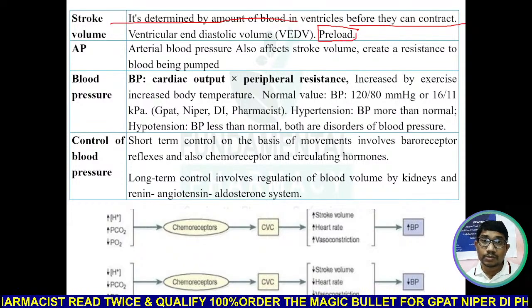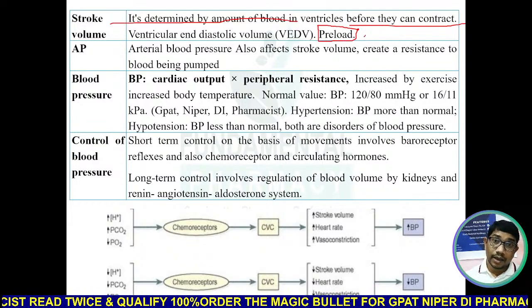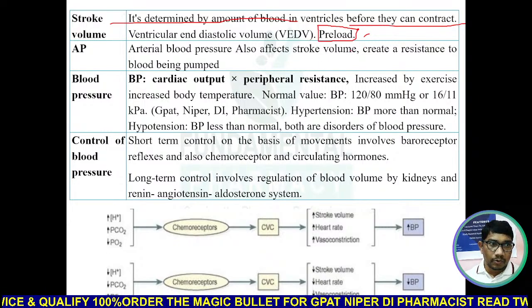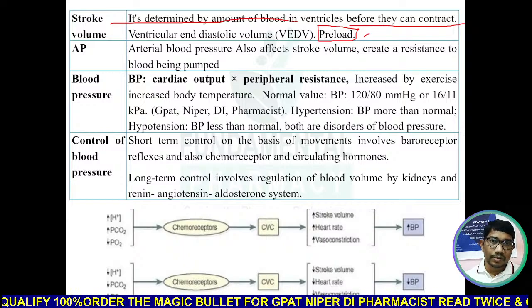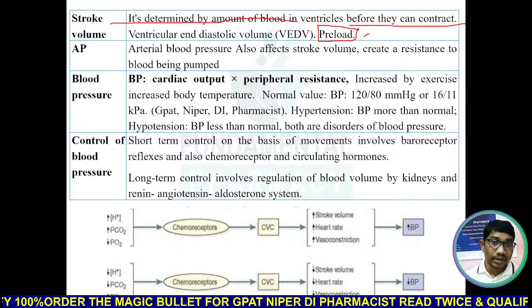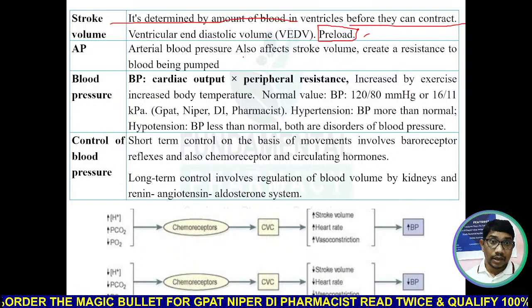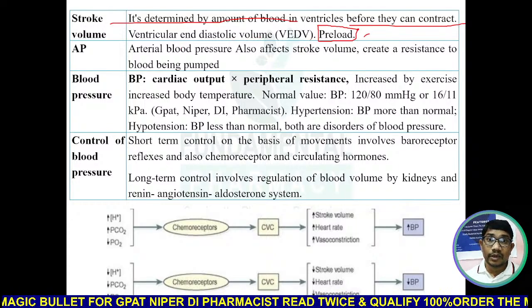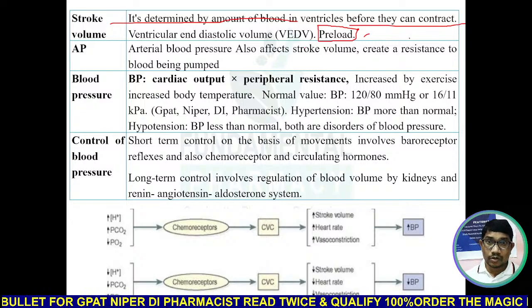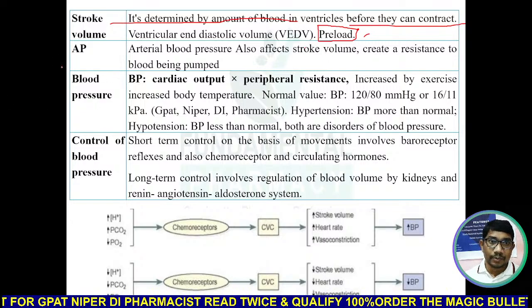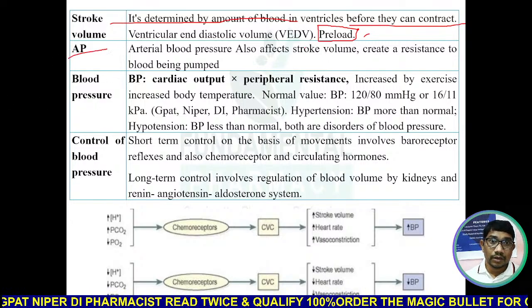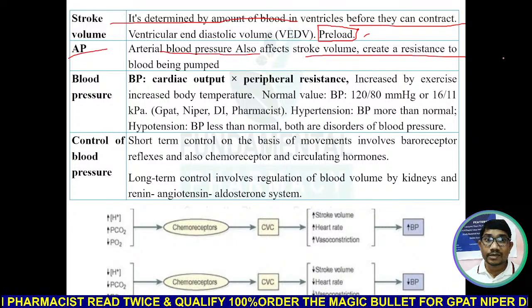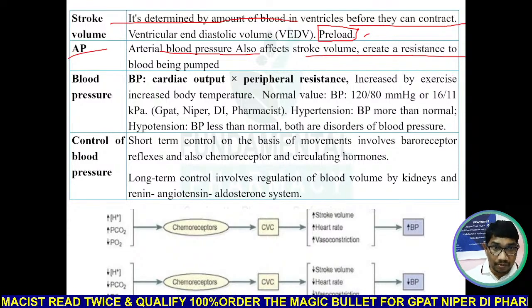Preload, afterload terms important हैं एंजाइना के लिए, angina pectoris. What is preload? So amount or volume of blood present in the ventricle before they contract, known as a ventricular end diastolic volume, VED, known as the preload. Now AP मतलब क्या? Arterial pressure. So arterial blood pressure also affects stroke volume and creates a resistance to the blood being pumped.